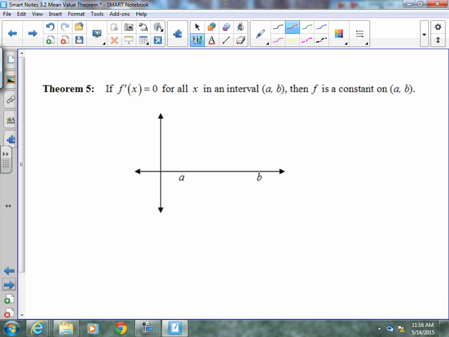Theorem 5 is a bit of a common sense theorem. It says if f prime of x equals 0, so if the derivative is 0 for all x in the interval from a to b, then f has to be a constant. So if we have a 0 slope everywhere, the only thing it could look like is a horizontal line. So that's a bit of a common sense theorem.